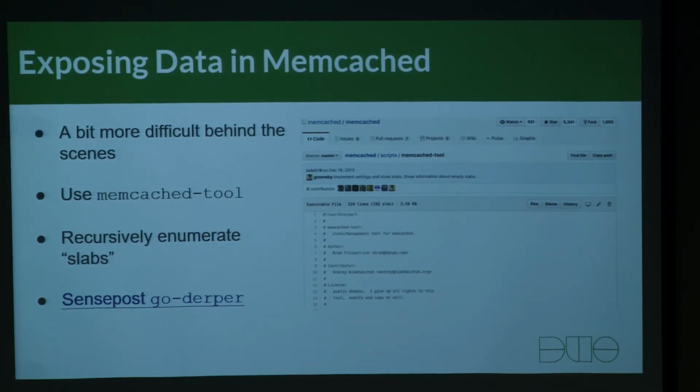We only have 40 minutes, and quite frankly, I'm not an expert on it. But all that being said, all you need to know is it's not as simple as just hitting it and immediately downloading everything. You have to use some of their special tools that know all the nooks and crannies of how to access the information in Memcached. Fortunately, there is one that was released. It's called Memcached Tool. And it does that by recursively enumerating these places that store data. Memcached calls them slabs. All you have to know about them is they are placeholders that point to where the data is, right?